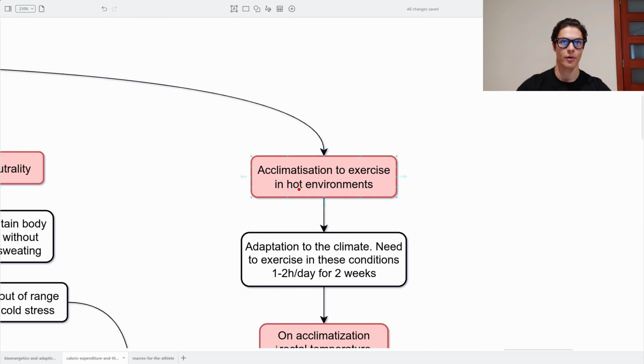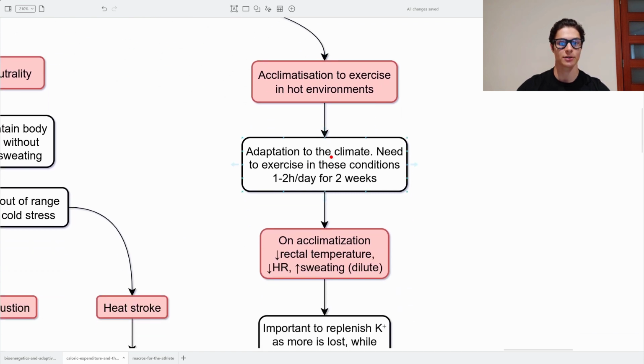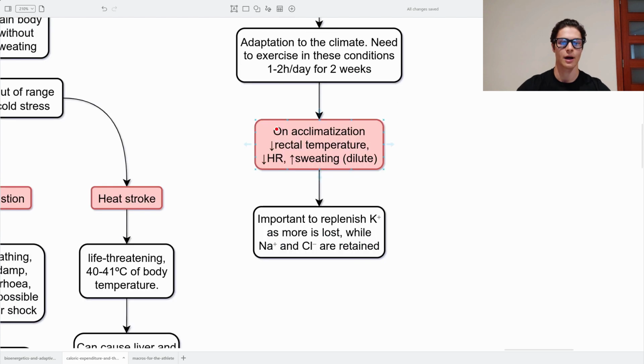When talking about thermoregulation, we have to mention acclimatization, to exercise in hot environments. This is the adaptation to the climate. And to do that, we need to exercise in these conditions 1 to 2 hours per day for at least 2 weeks. And this is what the athletes do when they have a competition in a warm country. On acclimatization, there is a lower rectal temperature, a lower heart rate, and a higher sweating, which is diluted.